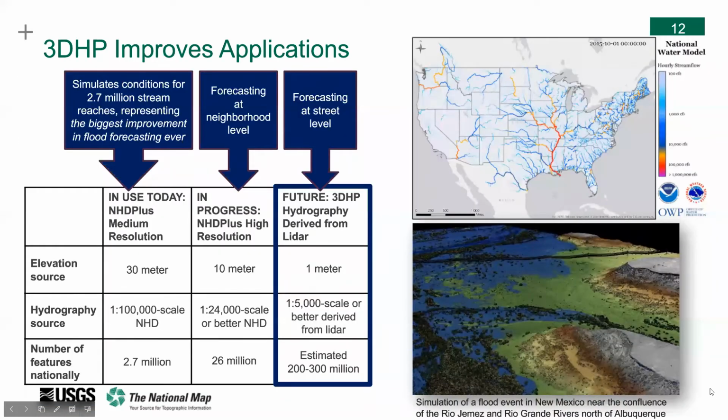And really, it's all about improving applications. It's fine to make a nice data set, but people need to be able to use the data set to answer real world problems. And maybe the greatest example of that recently has been the National Water Model, really reinvigorating and reconceiving the way that we model floods in the United States.